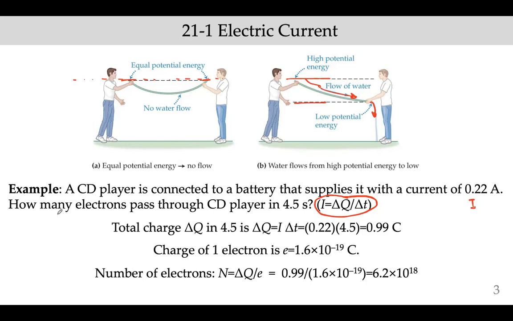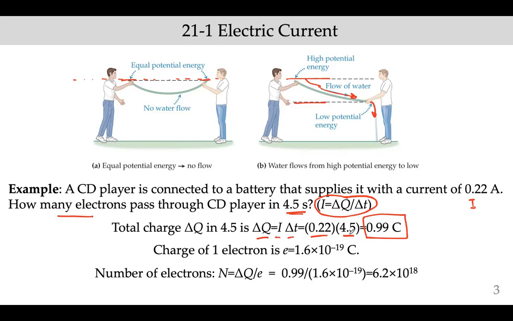Before we move to how many electrons, we actually have to calculate the total charge that passes through the wire in 4.5 seconds. So we can rearrange this to write delta Q, the charge that is displaced, will be equal to current times time. So current is 0.22 multiplied by the time, and this is the total charge that is moved within the wire in 4.5 seconds.